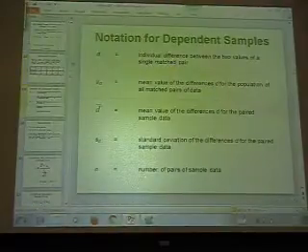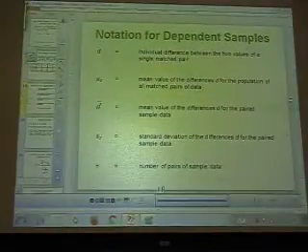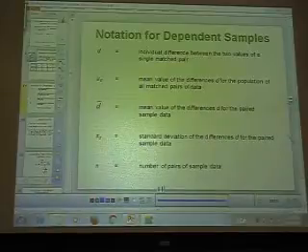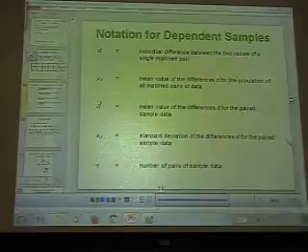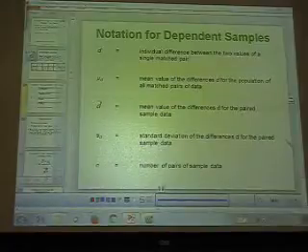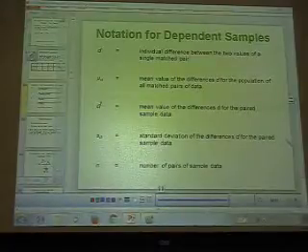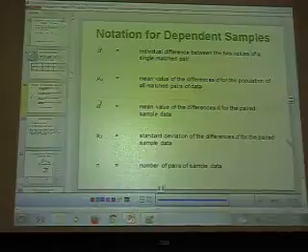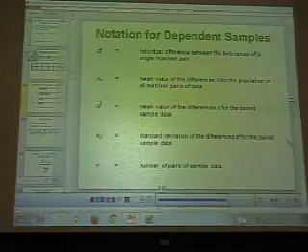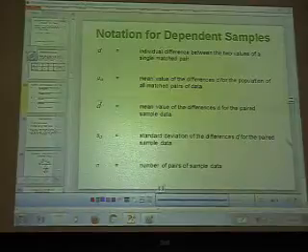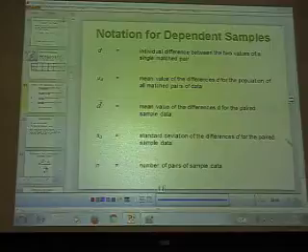Here's the notation. How about Kevin? You want to read for us? So, notation for dependent samples: d equals the individual difference between the two values of a single matched pair. mu d is the mean value of the differences d for the population of all matched pairs of data. d bar equals the mean value of the differences d for the paired sample data.